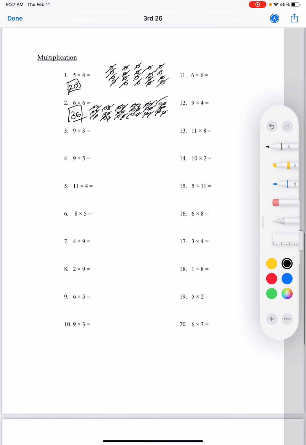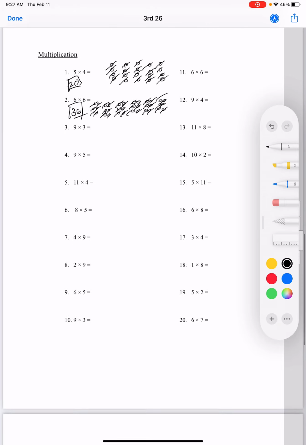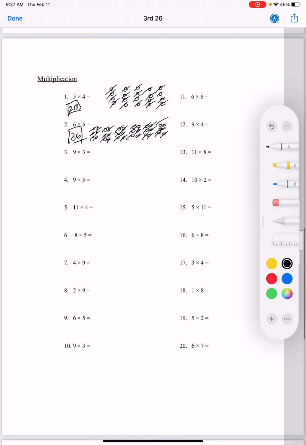Let's try number 5, 11 times 4. When you're multiplying a number by 11, it would just be the number twice. So the answer would be 44. But if that confuses you a little, you can just multiply it out. So 11 times 4, 4 times 1 is what? 4 times 1 is 4. 4 times 1 again is 4. So the answer would be 44.